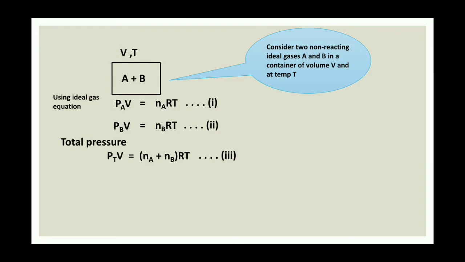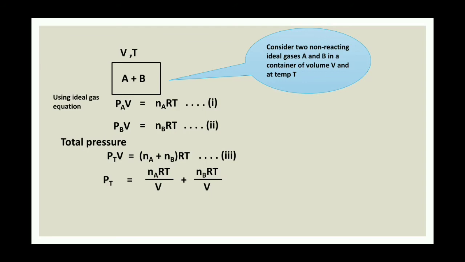If you open the bracket and move V from the left side to the right side, we will be getting an equation as PT is equal to nART by V plus nBRT by V. Already we knew that nART is equal to PAV and nBRT is equal to PBV.